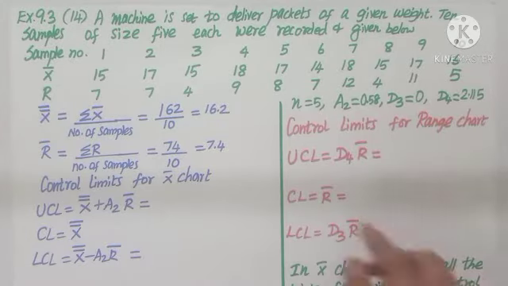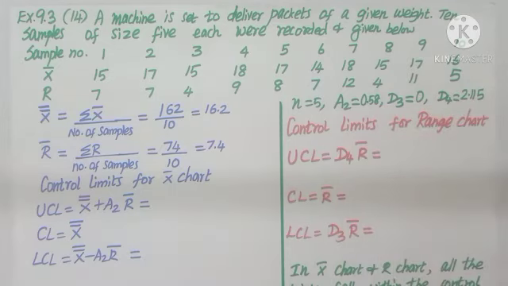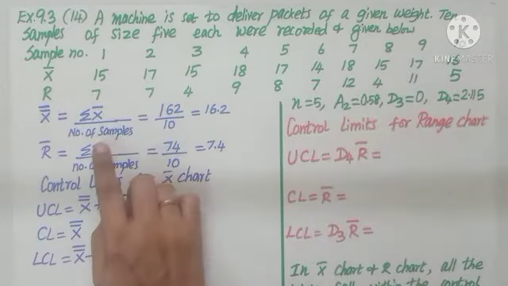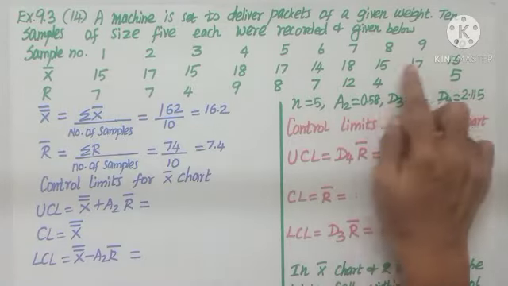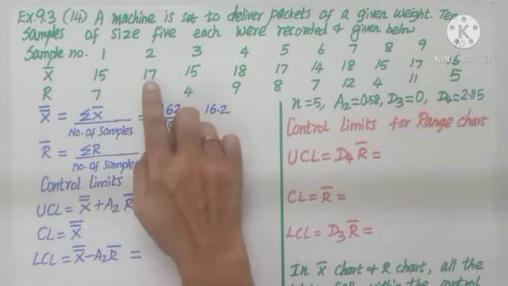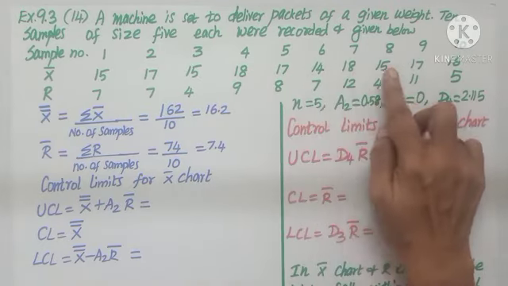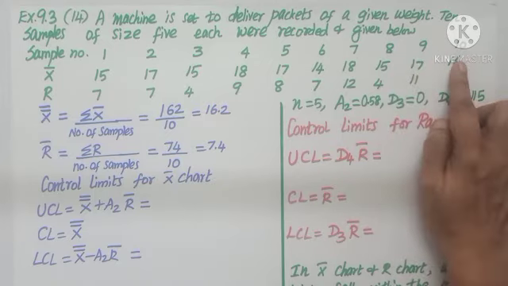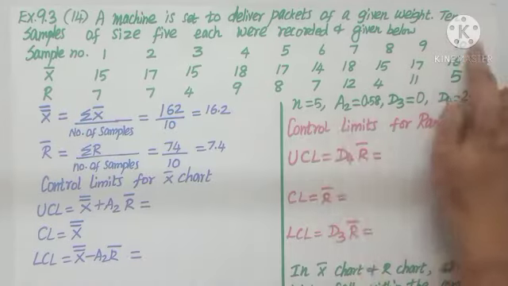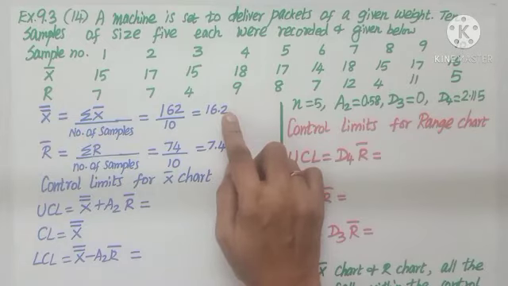In this question, n is equal to 5, and A2, D3, D4 are given. Find x double bar, that is the average of x bar. Add all the x bar values and divide by the number of samples. 15 plus 17 plus 15 plus 18 plus 17 plus 14 plus 18 plus 15 plus 17 plus 16 gives us 162. 10 samples are given, so divide by 10. X double bar is 16.2.